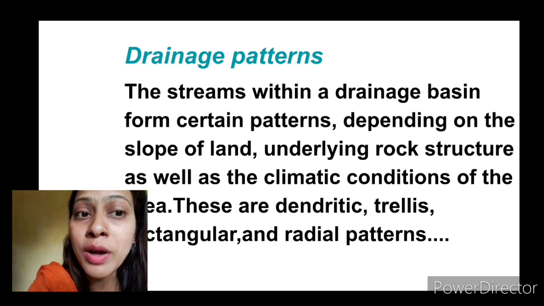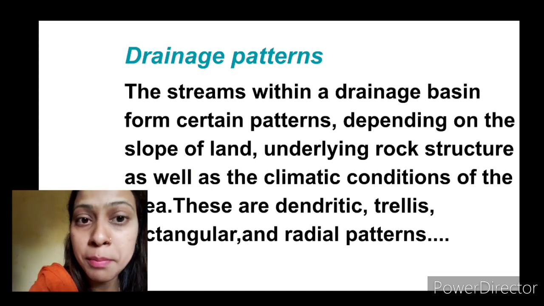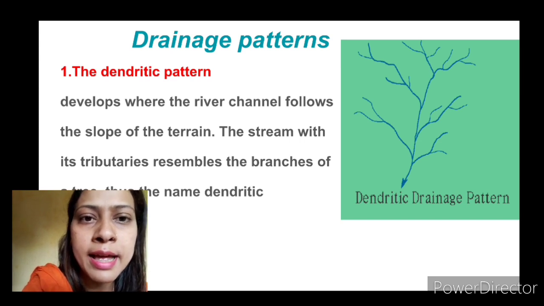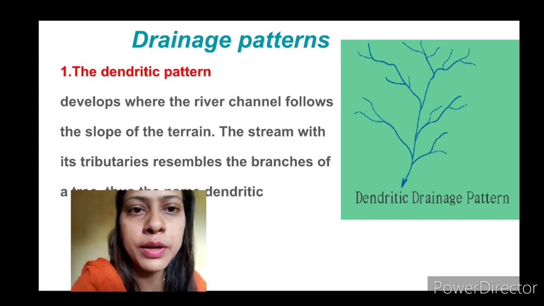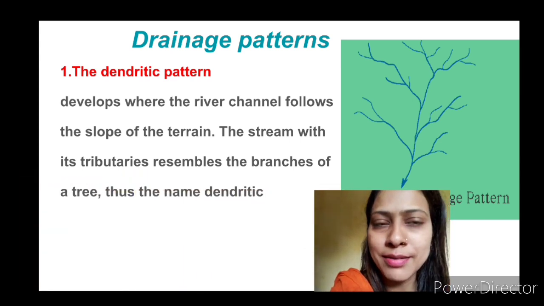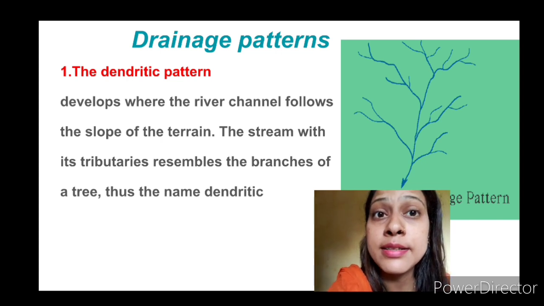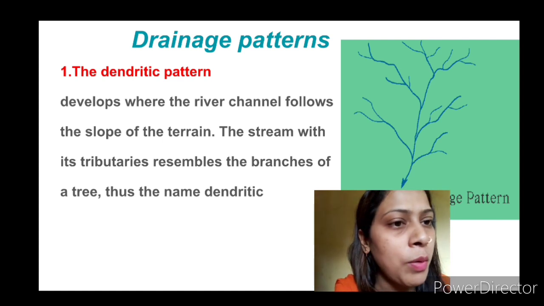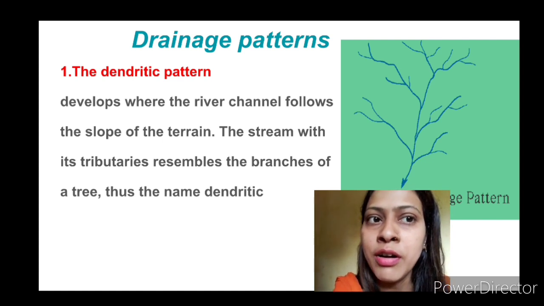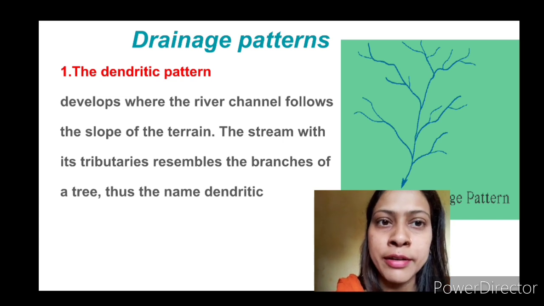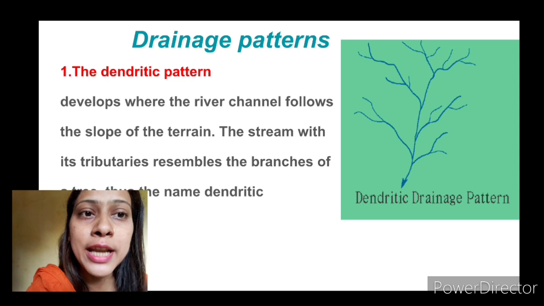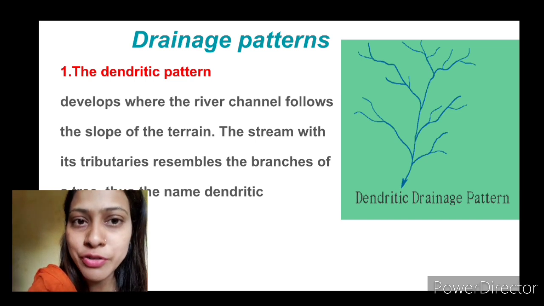So let's see what these patterns mean. Number 1, you can see on the slide, is the dendritic pattern. The dendritic pattern develops where the river channels follow the slope of the terrain. When the slope of the terrain is followed by the river, it forms a dendritic pattern. You can see in the picture how it looks. It looks like a branch of a tree.